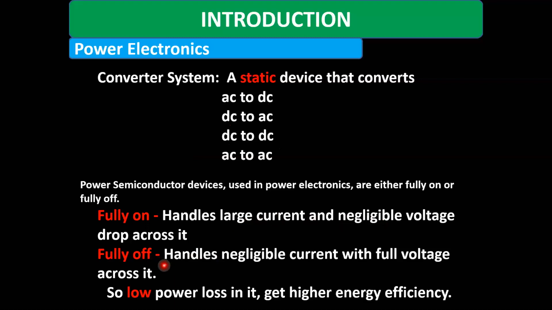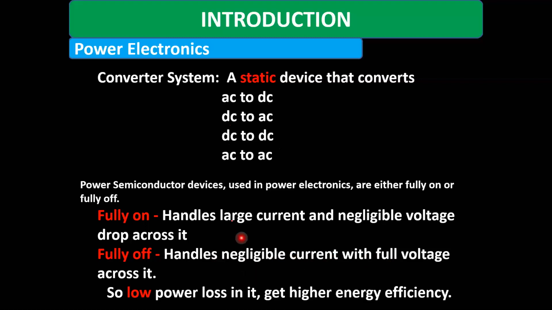Similarly, for the fully off condition, when the switch is off, it should offer the highest impedance, and if the impedance is very high, it should handle a negligible amount of current. What do we mean by negligible? Because of the circuit, some leakage current may flow. So it should handle a negligible amount of current with full voltage across it. What do we mean by full voltage? When the switch is open circuited, the ends of the switch are under high voltage, meaning the total voltage connected across the switch. That is called the full voltage across it.